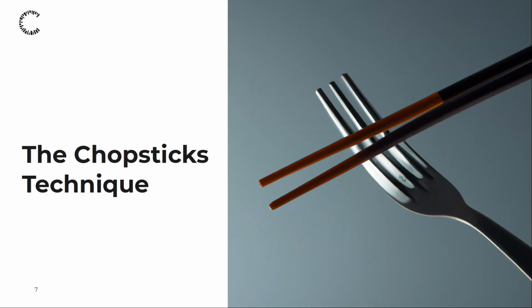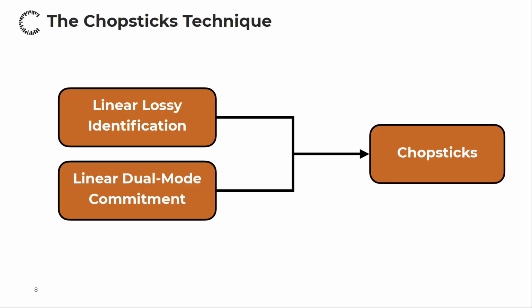So that's our result. Now, for the rest of the talk, I want to explain where this inefficiency in Chopsticks comes from. And then towards the end of the talk, we will see how we avoid it in Toothpicks. So this is Chopsticks. This is the work from last year's Eurocrypt, and let's now see how that works. So Chopsticks combines 2 building blocks into a multi-signature scheme, namely a linear lossy identification scheme and a linear dual-mode commitment scheme.